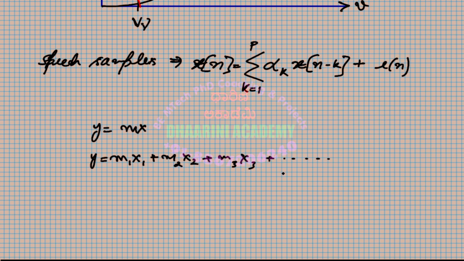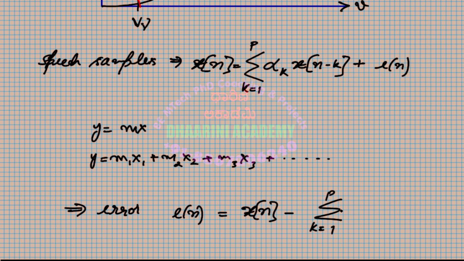But now, let me shift my concentration from the representation of x of n to the error e of n. See, my intention is to minimize this error, correct? If the error is minimum, that means your representation is very accurate. So how do I write that? I write that as x of n minus a summation, k varying from 1 to p, alpha k into x of n minus k.